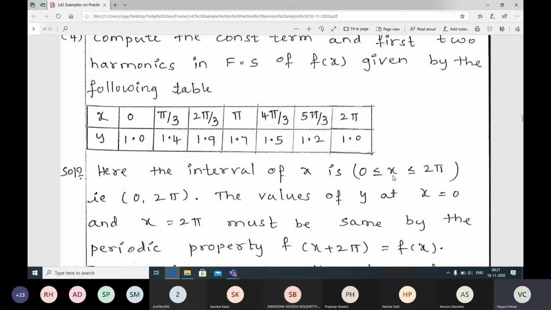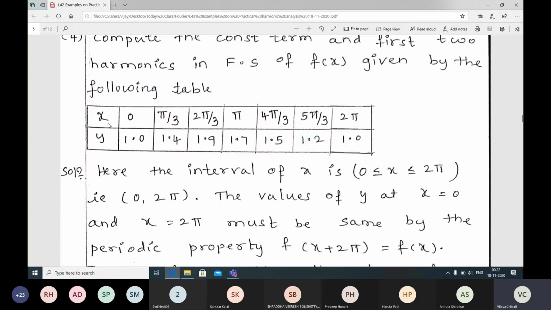So the interval of x lies between 0 and 2 pi, so 0 ≤ x ≤ 2 pi, because x started with 0 and ended with 2 pi. Started with 0 and ended with 2 pi means it is a full range Fourier series, right?